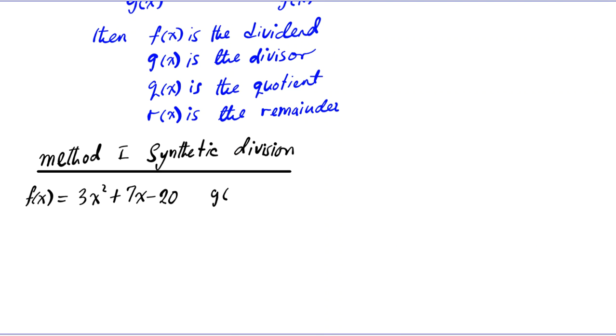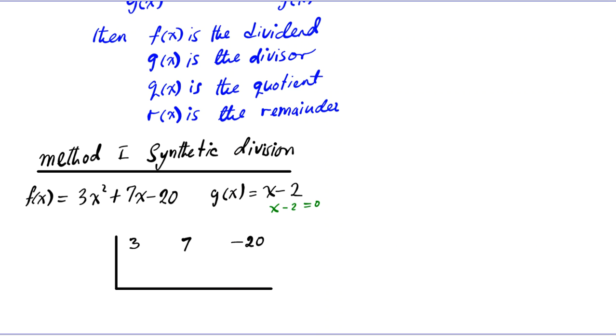equals x minus 2. Alright, so to set it up, we're going to put up our synthetic division bars, which is basically like an upside down long division. And then we'll extract the coefficients. We have 3, 7, and negative 20. Now we're going to find the 0 of the divisor. So you set x minus 2 equal to 0, and then you solve, you get 2. So put the 0 out here, which is 2.